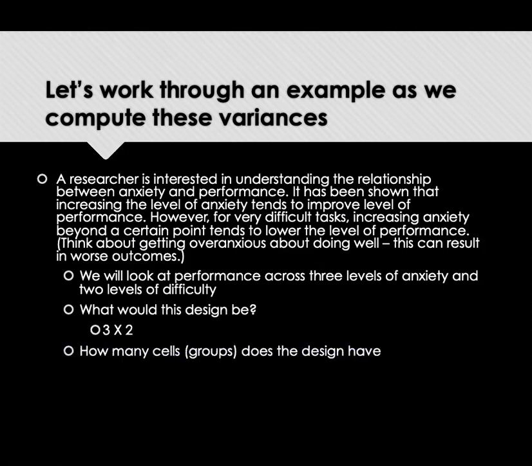How many cells or groups does a design have when we're making our matrix or table? How many cells or boxes should there be? Remember, that's also the same number of groups of participants that there are, and you get that by multiplying. So 3 times 2, 6. There are 6 separate groups.